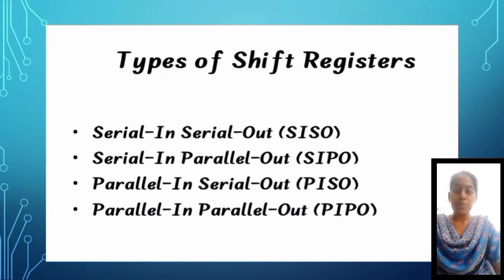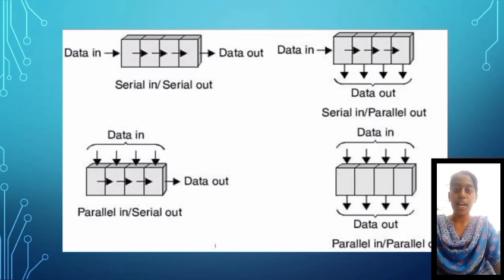There are 4 types of shift registers: one, serial input, serial output; two, serial input, parallel output; three, parallel input, parallel output; and four, parallel input, serial output.